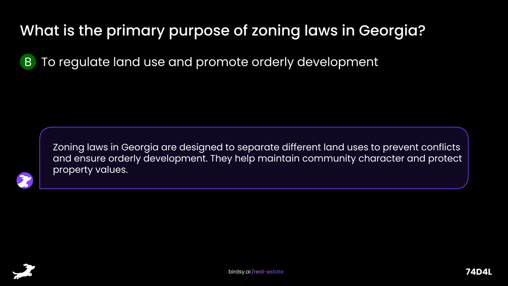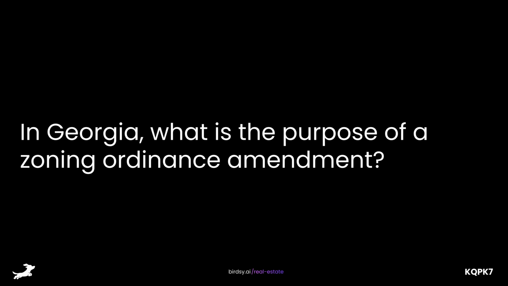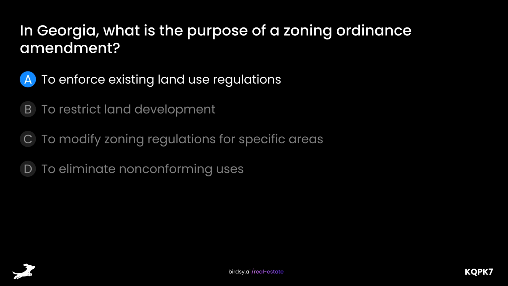Zoning laws in Georgia are designed to separate different land uses to prevent conflicts and ensure orderly development. They help maintain community character and protect property values. In Georgia, what is the purpose of a zoning ordinance amendment? Is it A. to enforce existing land use regulations? B. to restrict land development? C. to modify zoning regulations for specific areas? Or D. to eliminate non-conforming uses? The answer is C. to modify zoning regulations for specific areas.